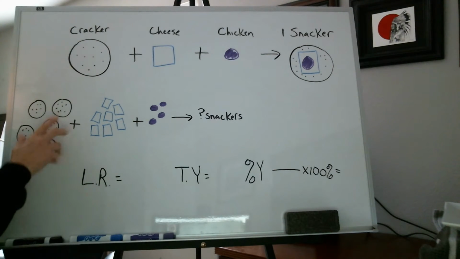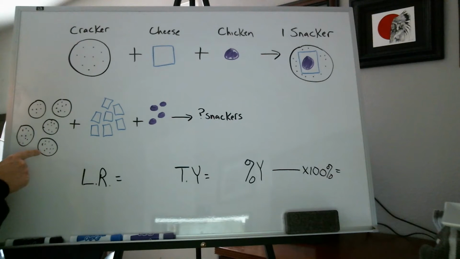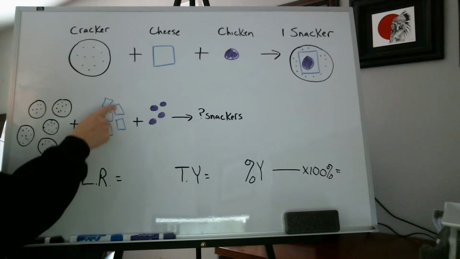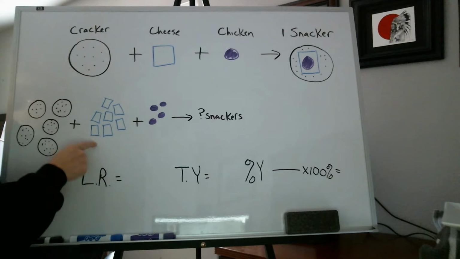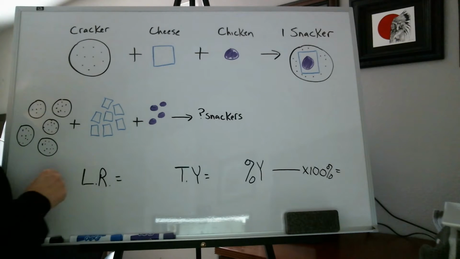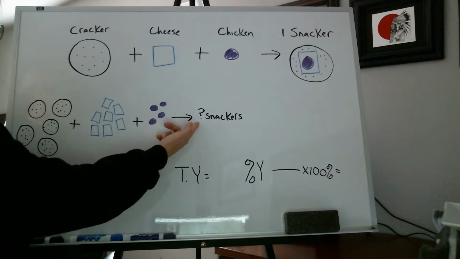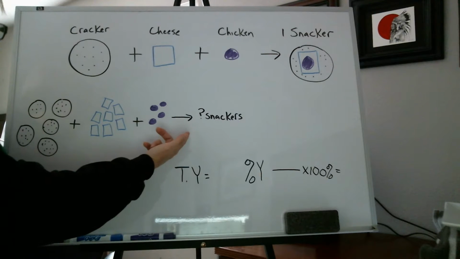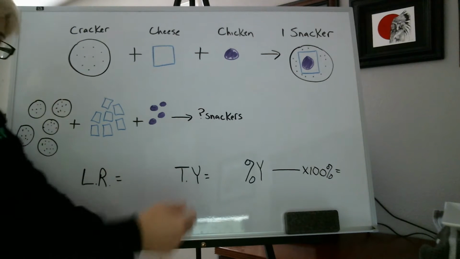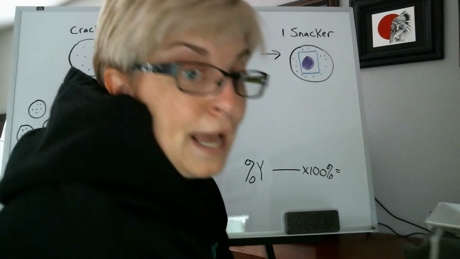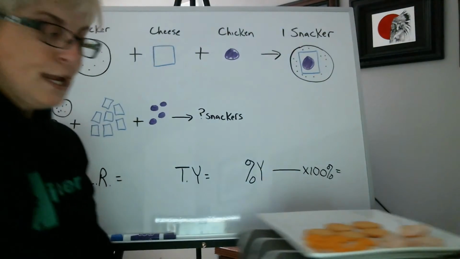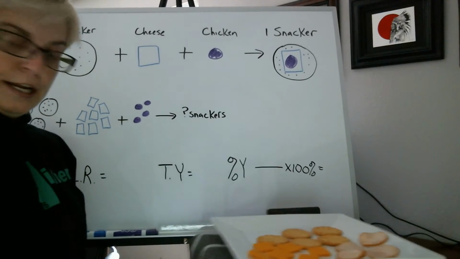Let's say we have this example. Let's say we have 1, 2, 3, 4, 5 crackers, and we have 1, 2, 3, 4, 5, 6, 7 pieces of cheese. And let's say we have 4 pieces of chicken. We want to know, hey, how many snackers can we make? Well, let's bring in a live visual aid, an edible visual aid.